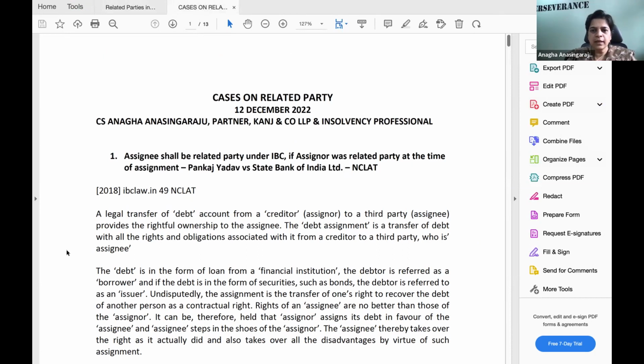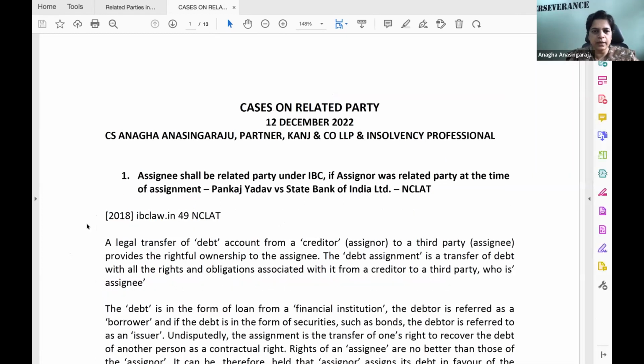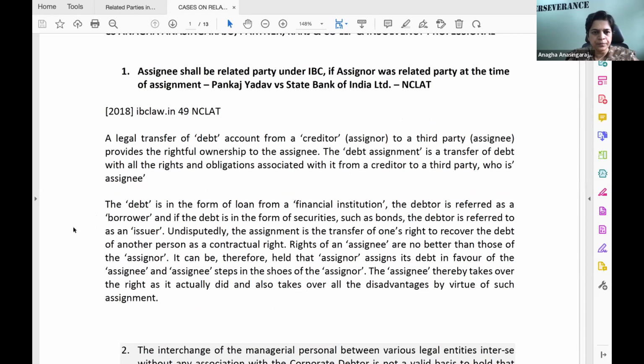Some cases decided by the NCLAT, the NCLT, or the Supreme Court on related parties. An assignee shall be a related party under IBC if the assigner was a related party at the time of assignment. The question to be decided was, if the assigner at the time of assignment was a related party, whether the assignee also is tainted by the same thing. It was held by the NCLAT that yes, the assignee will also be held to be a related party if the assigner at the time of giving that loan was a related party.